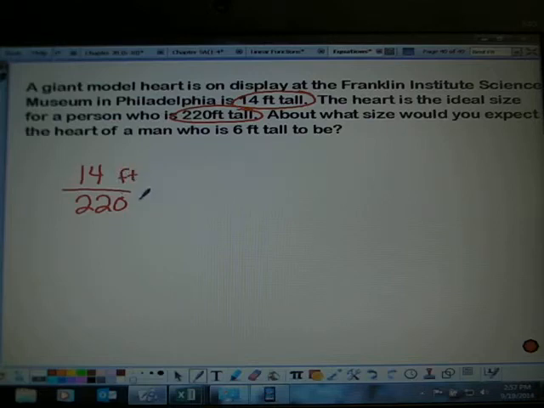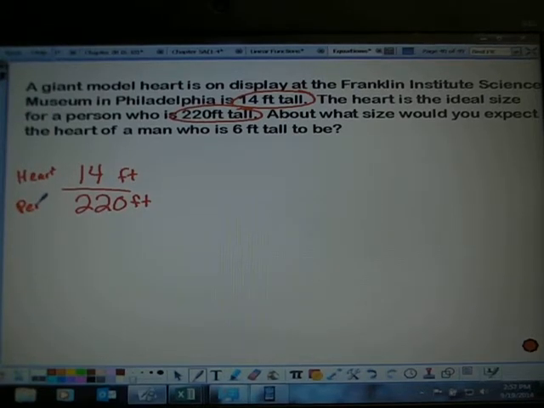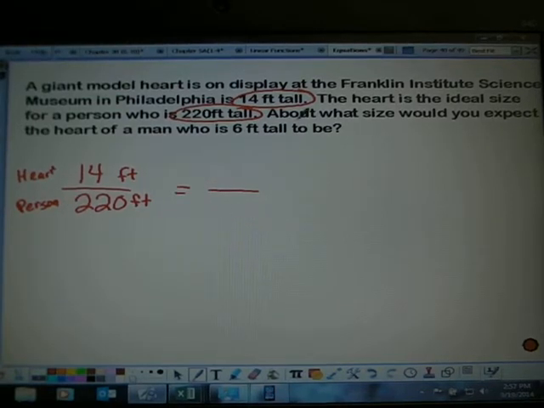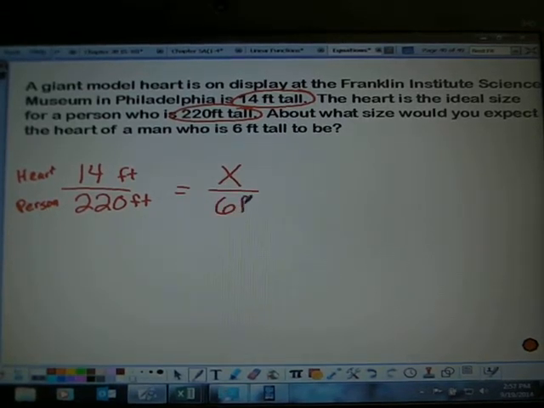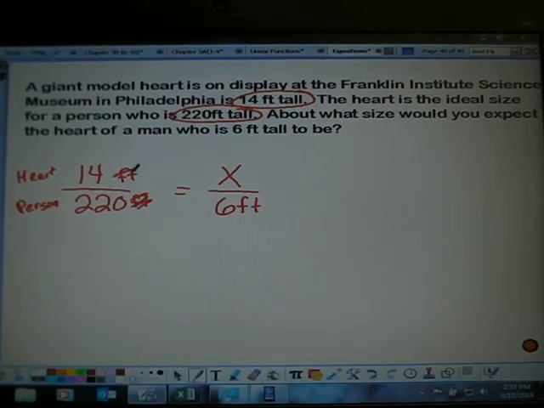So these are both in feet, and this is the height of the heart, and this is the height of the person. When we make our other fraction, we have to do the same thing, but with real people. So this is all the model, and this is going to be the real-life person. It says, about what size would you expect the heart, we don't know the heart, to be of a man who is 6 feet tall. The person's height is 6 feet. They're all in feet, so we don't even need to write down the feet. So 14 over 220 equals x over 6.